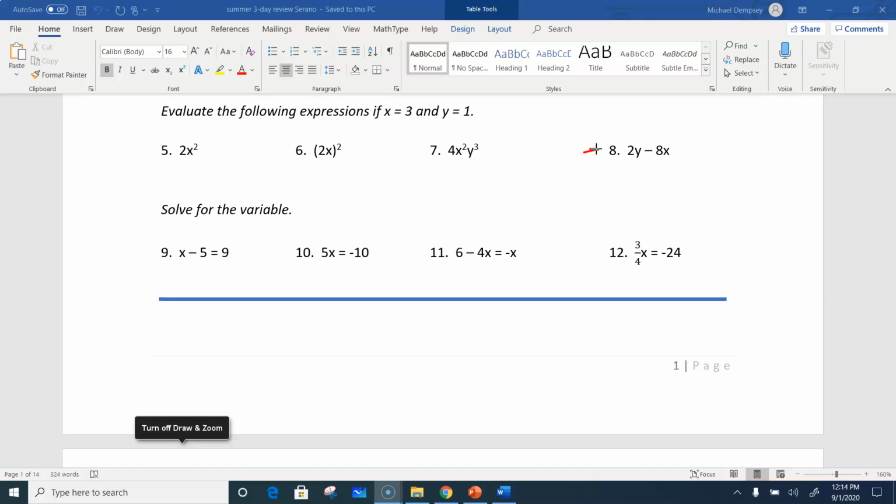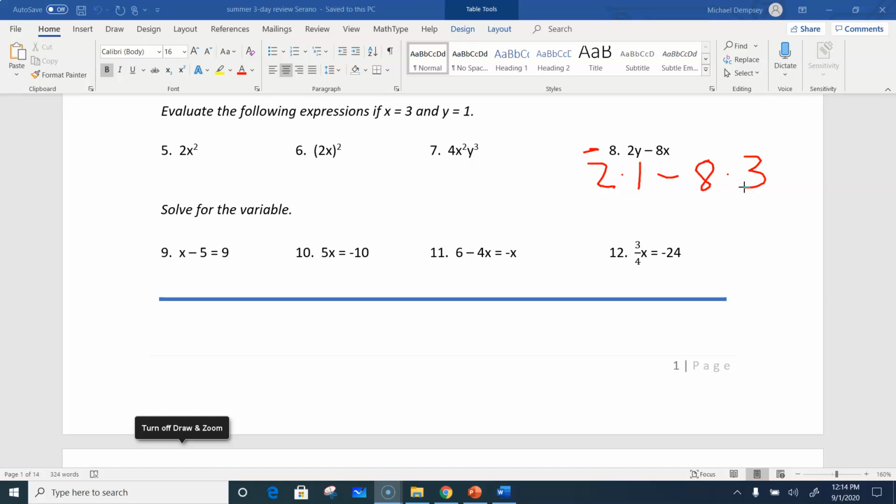Okay, so hopefully we did this one correctly. We got to watch the order here. They switched the x and the y on us. So this is going to be 2 times 1. Hopefully you didn't get tricked by that and put a 3 in there. Y is 1. And then we have minus 8 times 3. Looks like we'll probably get a negative number here.